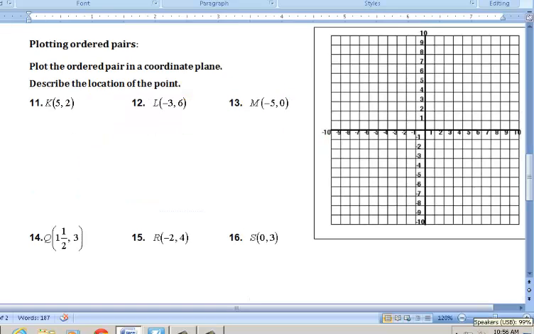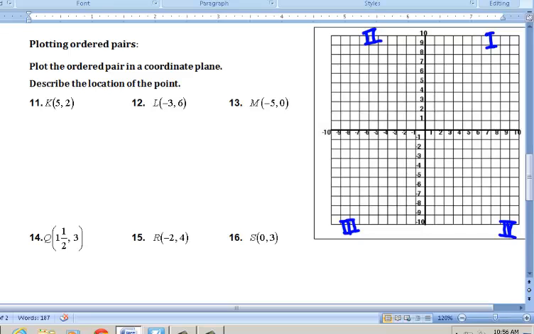Now the next part is where we are going to plot the ordered pairs. First we have to not only plot the pairs, but also give the location. That means you also have to say what quadrant it belongs to. Again, remember, this is quadrant 1, this is 2, we go anti-clockwise. This is quadrant 3, I'm going to place it so that it's not in the middle, and this is quadrant 4. Alright, let's go ahead and do it.